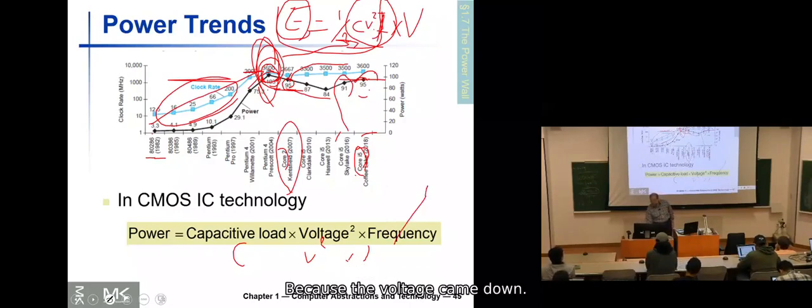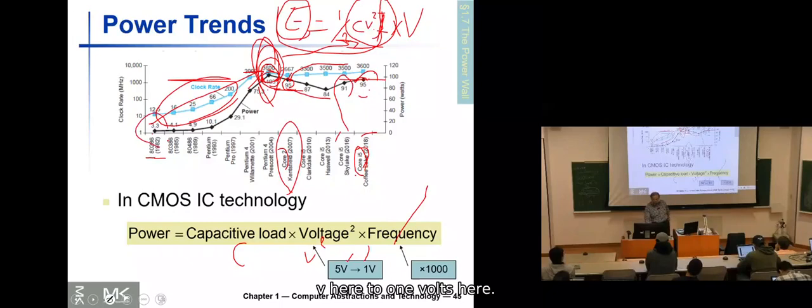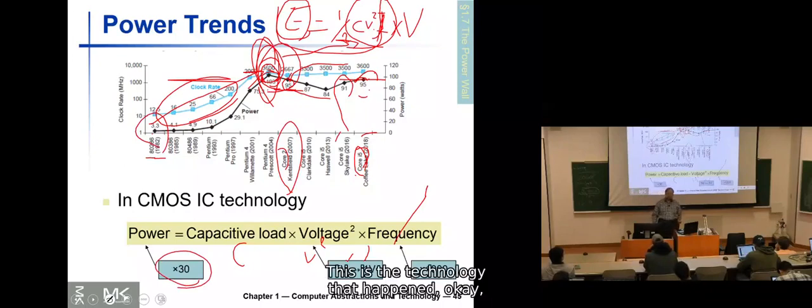Why? Because the voltage came down. Voltage came down from 5 volts here to 1 volt here, while the frequency went up 1,000 times. Capacitive load also decreased, so the power increased only around 30 times. So this is the technology that happened.